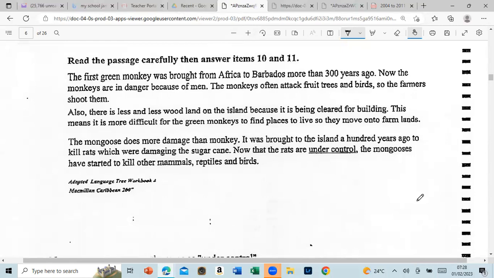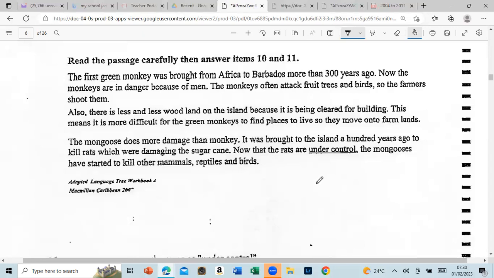Read the passage carefully, then answer items 10 and 11. The first green monkey was brought from Africa to Barbados more than 300 years ago. Now the monkeys are in danger because of men. Monkeys often attack fruit trees and birds, so farmers shoot them. Also, there is less and less woodland on the island because it's been cleared for building, which is so sad. This means it's more difficult for the green monkeys to find places to live, so they have to move into farmland. The mongoose does more damage than the monkey. It was brought to the island 100 years ago to kill rats, which were damaging the sugar cane. Now that the rats are under control, the mongooses have started to kill other mammals, reptiles, and birds.